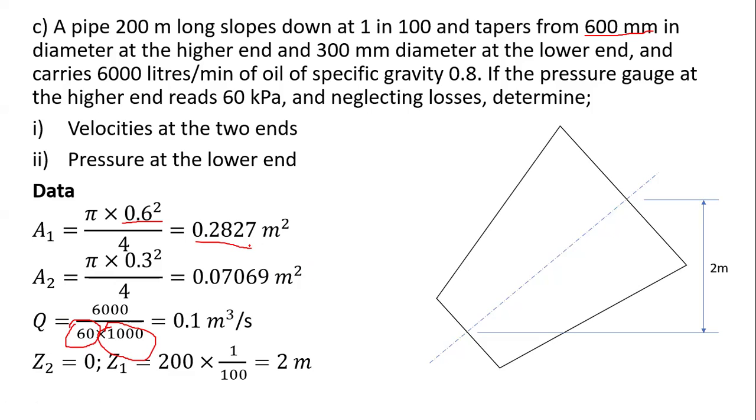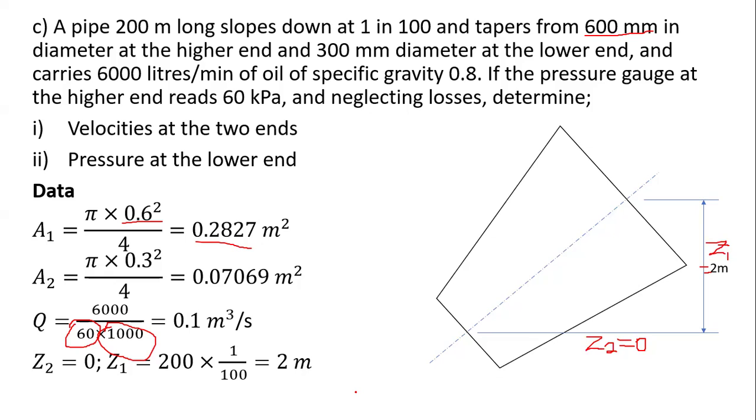Then this one, at the higher end where the diameter is big, this is where we have the data, the Z1 as 2 meters. The lower end, to get this height, we measured from the lower end going up, meaning that this one we're going to call Z2 is actually our reference point. Therefore, it's 0. Then the other one, which is Z1, the one on top, it's exactly what we have here. Z1 is the same one we have here, which is 2 meters.